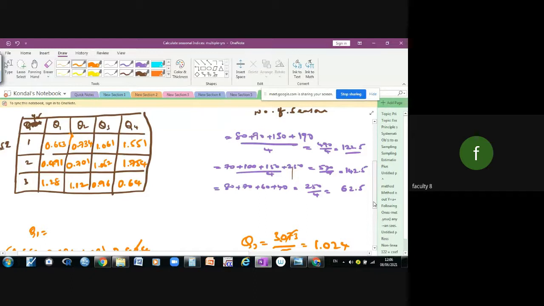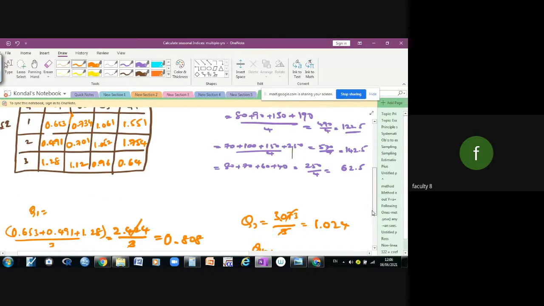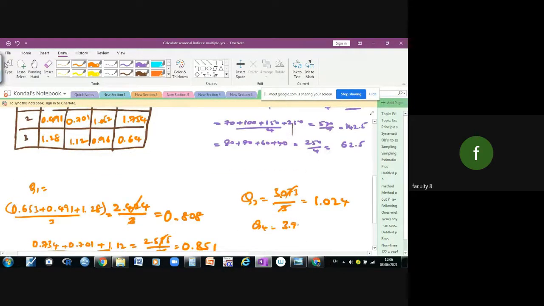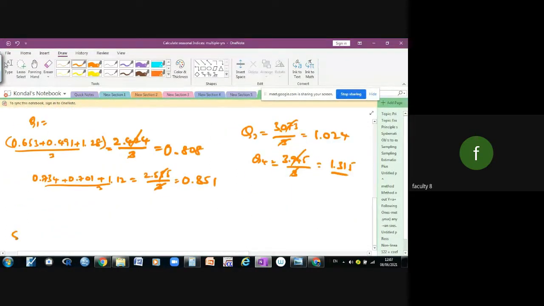For the fourth quarter, you can add 1.551 plus 1.754 plus 0.64. The total is 3.945, divided by 3, and cancel it. So yes, 1.315.